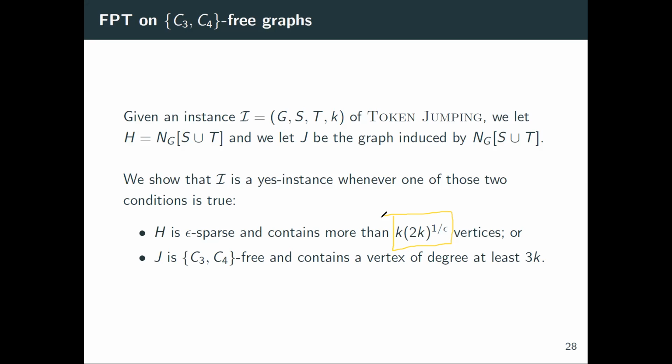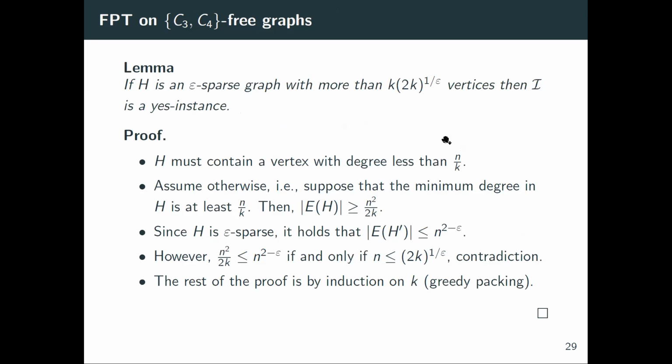So if you have C3, C4 freeness inside J and a vertex of degree 3k, then again, you get a yes instance. So let me prove those two statements separately, because they will be basically what we need for the final theorem, for the final kernel.